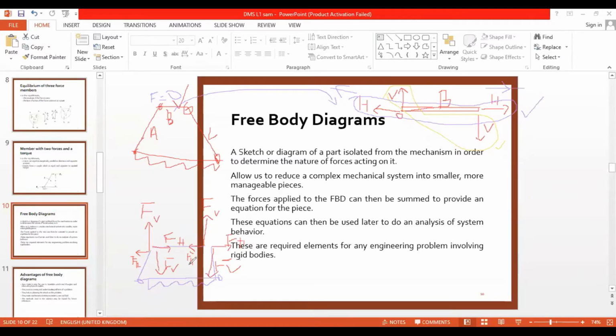So we make all individual links as a separate link, right? The forces applied to the FBD, so FBD is a free body diagram, can then be summed to provide an equivalent for the piece. So now if you join all the vertical forces, right? So I have FV, FV, 2FV, FV, FV, 2FV. So upward 2FV, downward 2FV, 0. FH, FH, 2FH this way, FH, FH, 2FH this way. So FH and FH will be 0. So there is no net force, right? So this is to make the system easy to solve the forces, right? Then we can use these equations later to solve the problems.